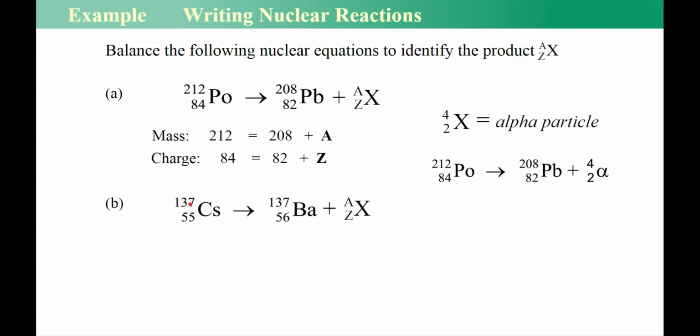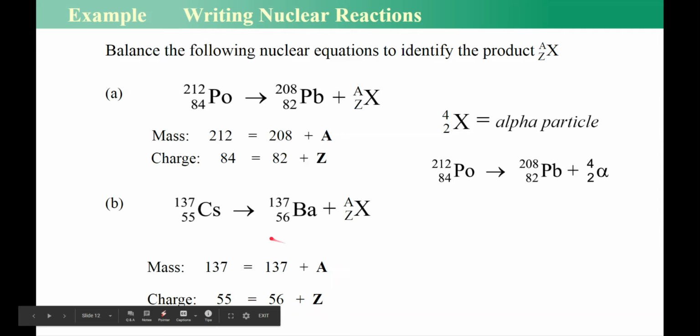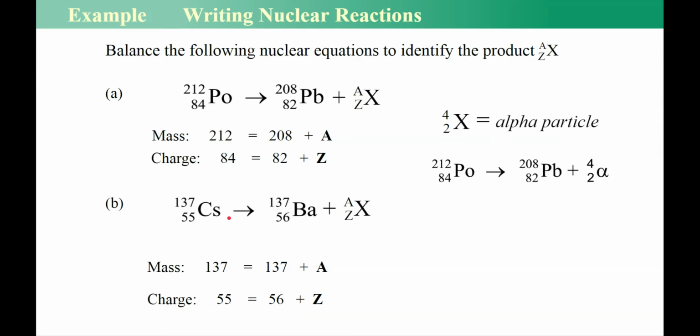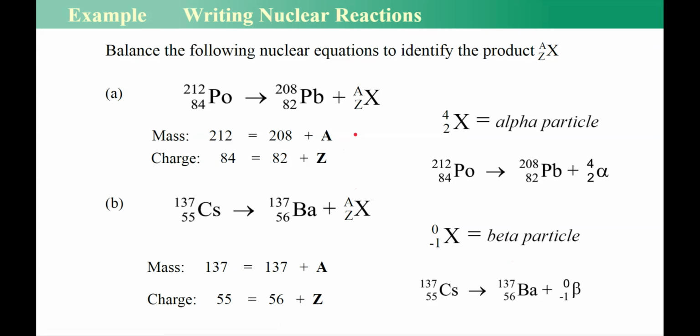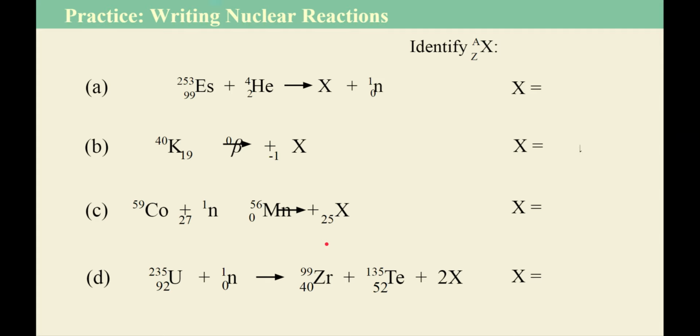For B, we have a change of mass of 0, and 55 goes up to 56. So that is a difference of -1. So this particle, where it has a -1 nuclear charge and a mass number 0, we know as a beta particle. And so we have an alpha decay and a beta decay.